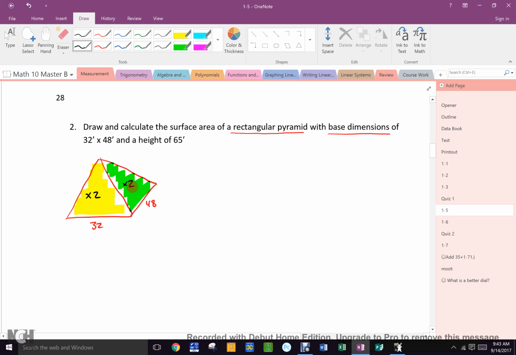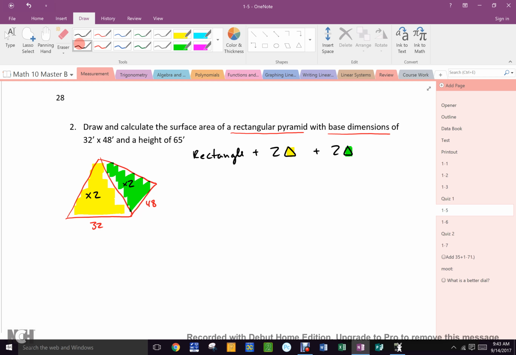Excellent. Okay. Now, I know in my head that a pyramid is a rectangle plus two triangles on one side plus two triangles on the second side, yes? And I've colored them yellow and green. Is everybody cool with what I have done? Everybody understand?